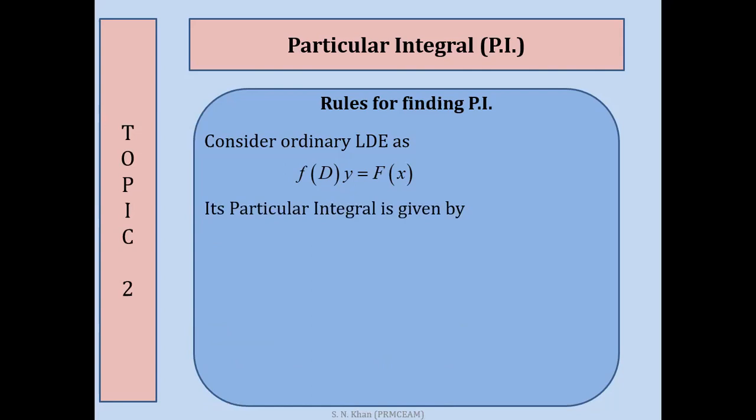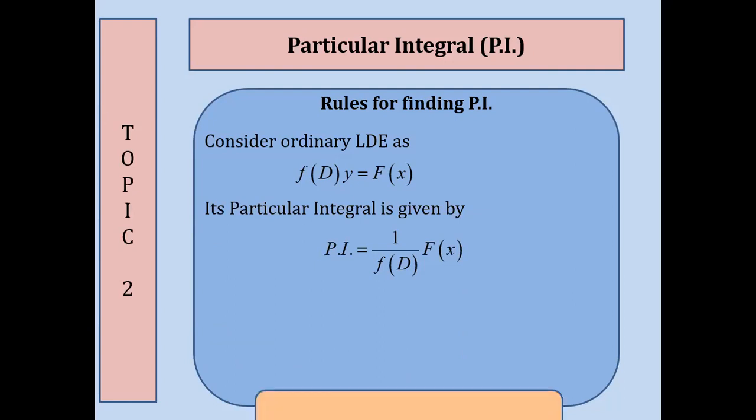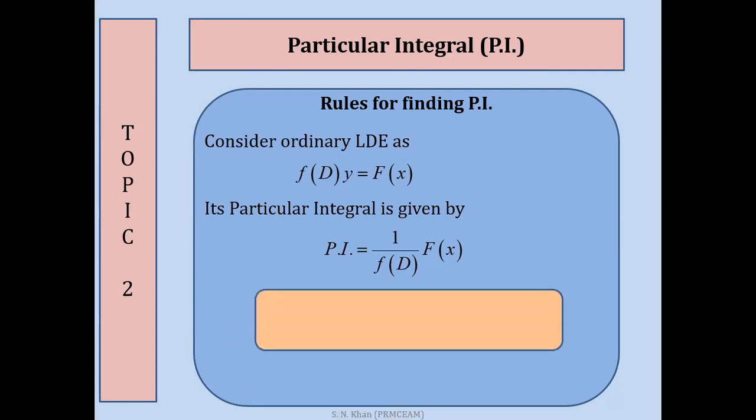Now, its particular integral is given by PI equals 1 upon f of D operating on F of x. This is the formula for finding PI. And please note that operator D is nothing but a differential operator. D means derivative with respect to x.